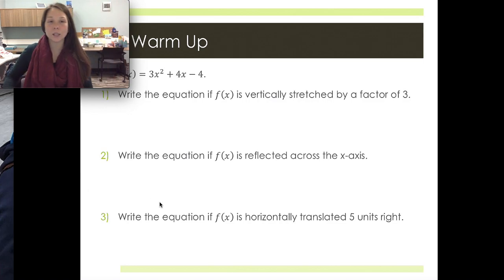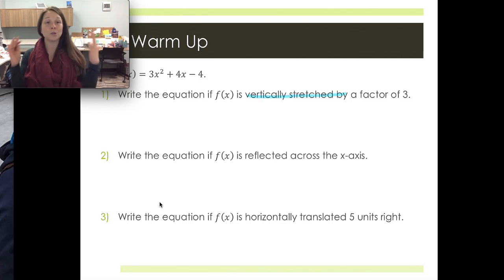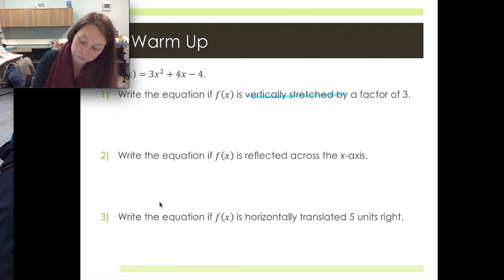First, let's review some of the things we talked about in the beginning of the school year, just transformations on a single function and not so much on piecewise functions. Looking at the warm-up problem for number 1, it says write the equation if f of x is vertically stretched by a factor of 3. Remember that a vertical stretch occurs outside any grouping symbol, because it's going to affect all the y pieces of the graph.